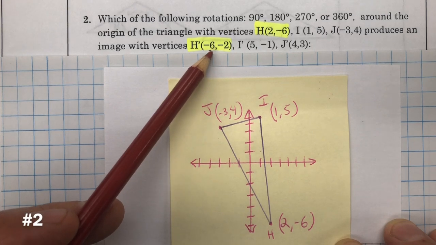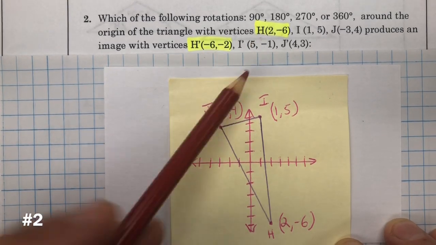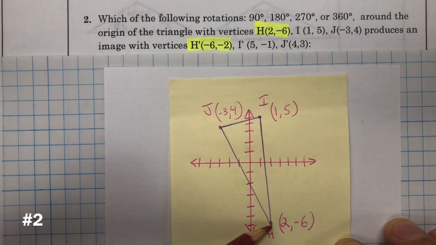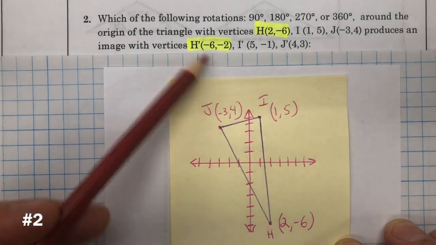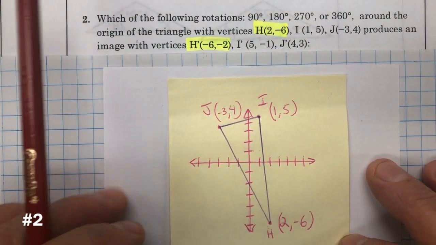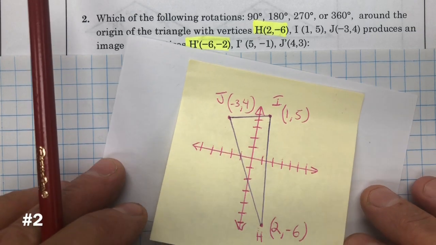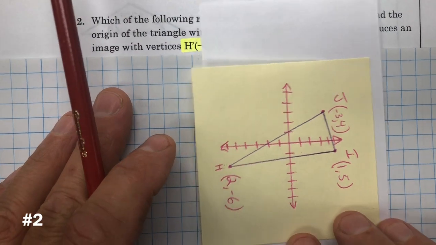vertices. So I'm just going to look at H and H'. So here's H, 2 on the x, -6 on the y. So there's H', and that's H. How would I get H'? What I would do is go ahead and do a rotation of 90 degrees. So I'm actually going to turn this paper 90 degrees.